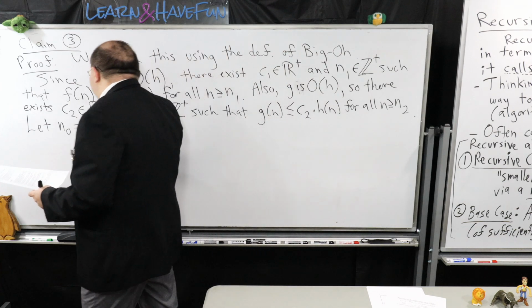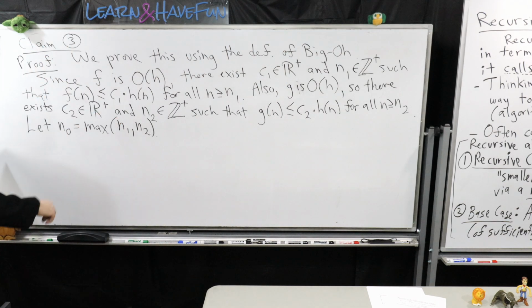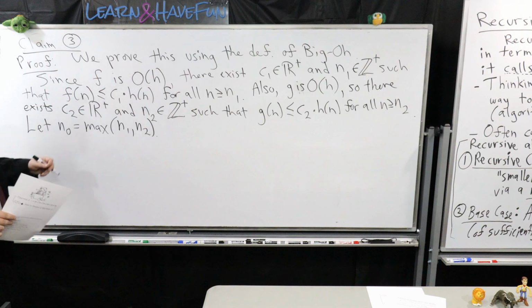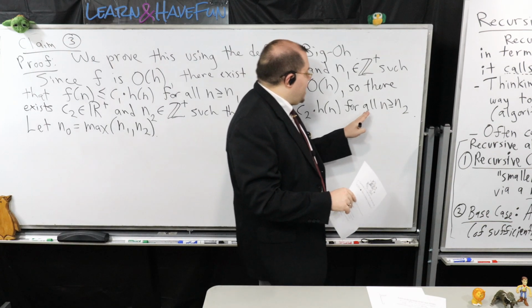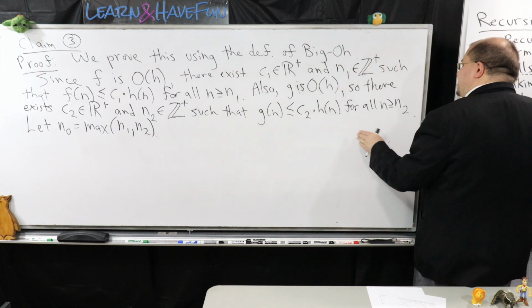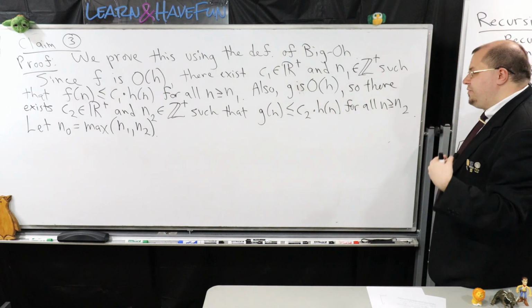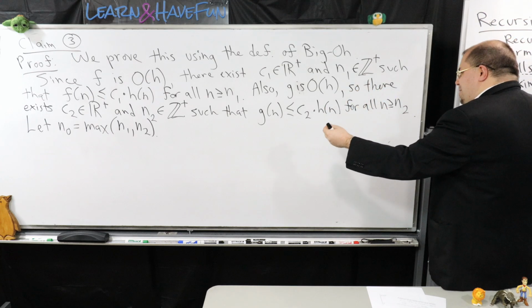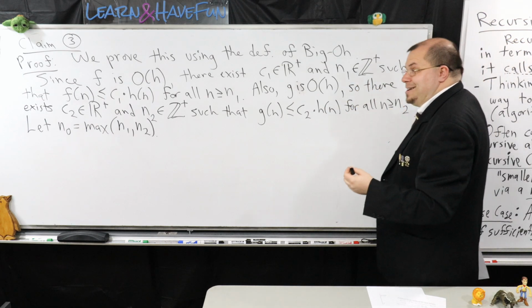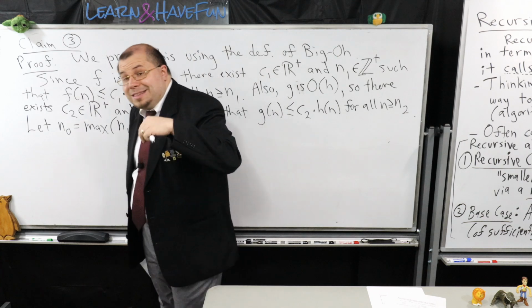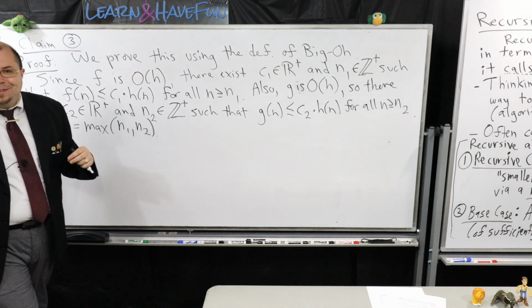If I make N0 the bigger of these two things, notice that because this statement is true for all n greater or equal to N2, for example, if N1 is bigger, this inequality is still going to be true even if I pick N0 to be bigger than N2. Because it's true for a value that is less than N0 and up.